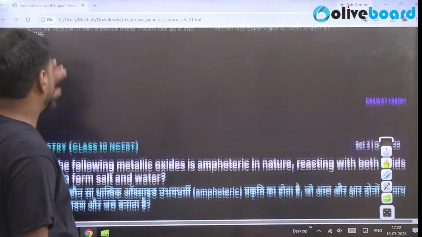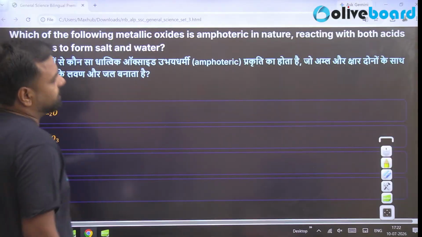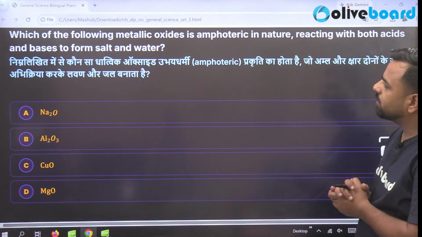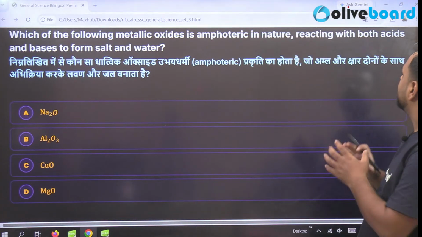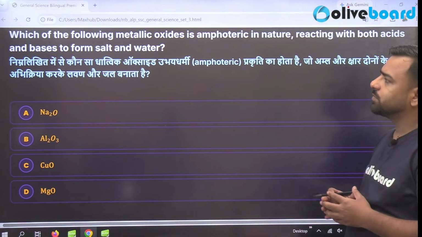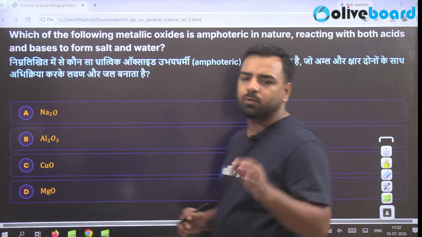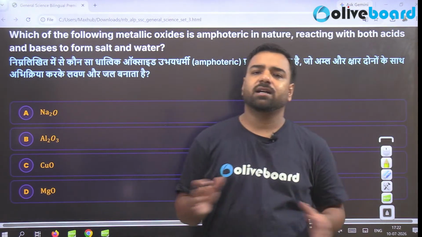So this was sorted. Option number A was the correct answer. Again, it's from the chemistry. The question is, which of the following metallic oxides is amphoteric in nature, reacting with both acids and bases to form salt and water? Guys, for the amphoteric oxide, I'll say that this is the most important question. It's asked again and again.